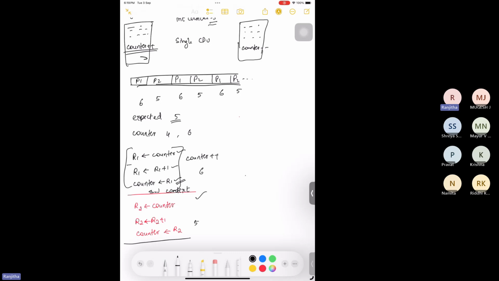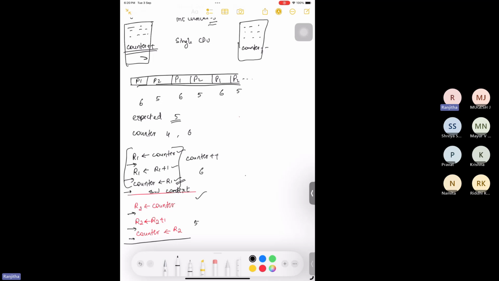So at any point here, a context switch can happen, here also it can happen. There is no guarantee that only once all these three have to be finished, and only then the context switch happens. There's no such guarantee. At the end of any instruction, a context switch can happen. Same way, it can happen here, here, and here.